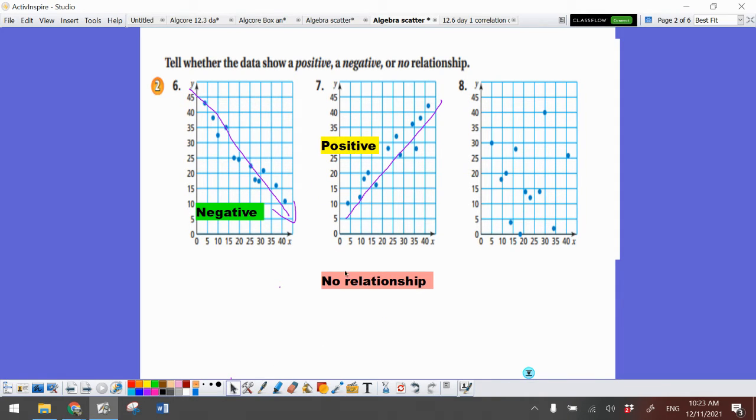And I see that the next one is pretty random. It's kind of all over the place. And if I was to draw a line of best fit, it's pretty hard to draw it. I don't really know where to put it. That one is leaning more towards no relationship because it is scattered all over the place.